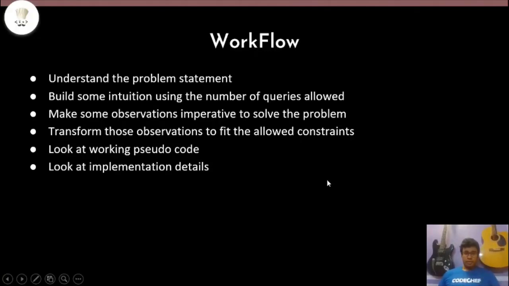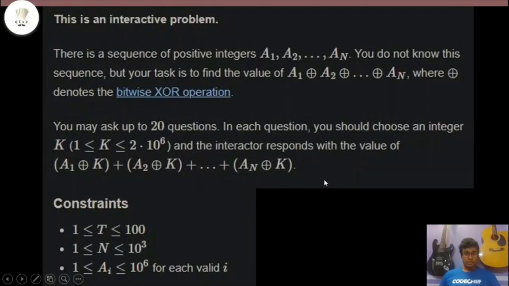So let's get down to the question. Given a sequence of integers, we're not actually given it. There's a sequence of integers which the grader knows, and that is a1 to an. We do not know this sequence. Our task is to find the XOR of all of these combined. This operator is the bitwise XOR operator, which means it operates independently on bits. So our objective is to find the value of a1 XOR a2 ... XOR an.